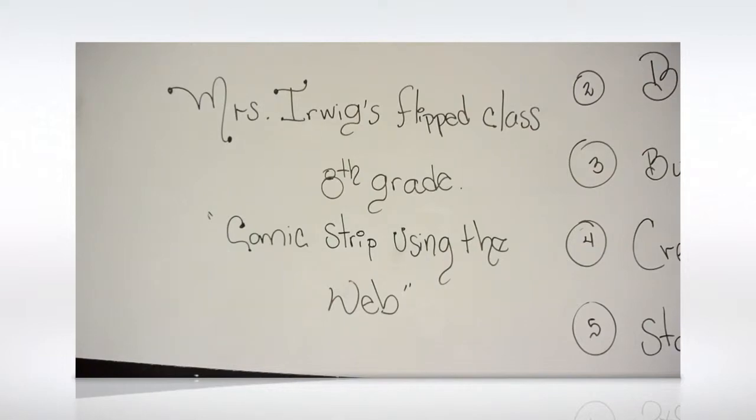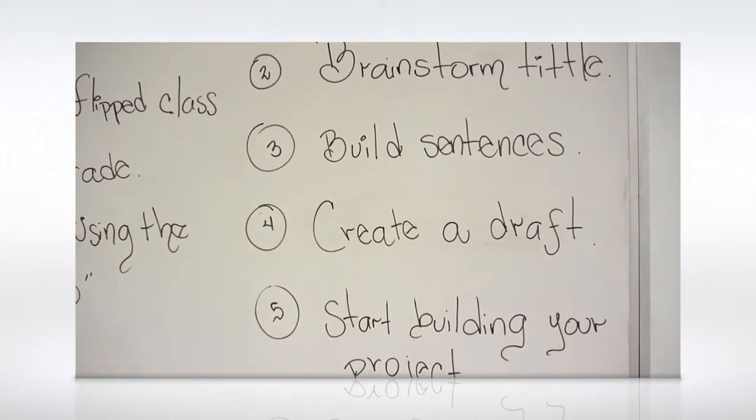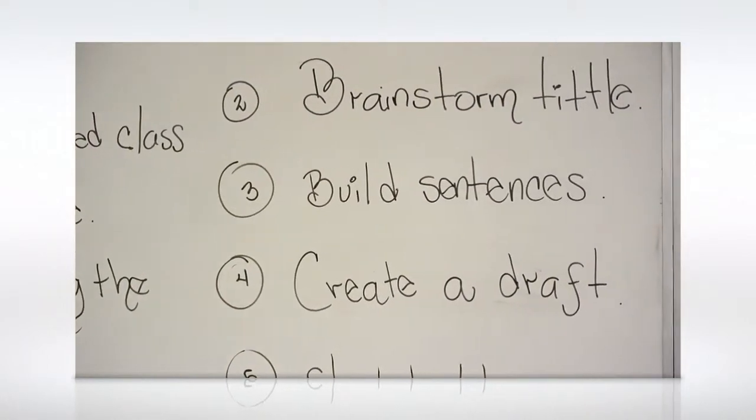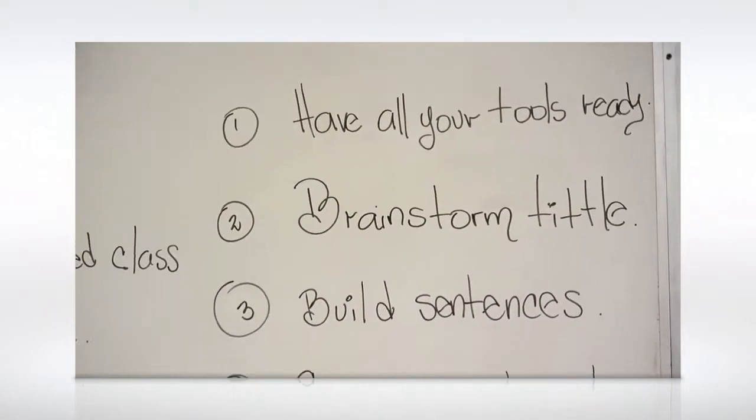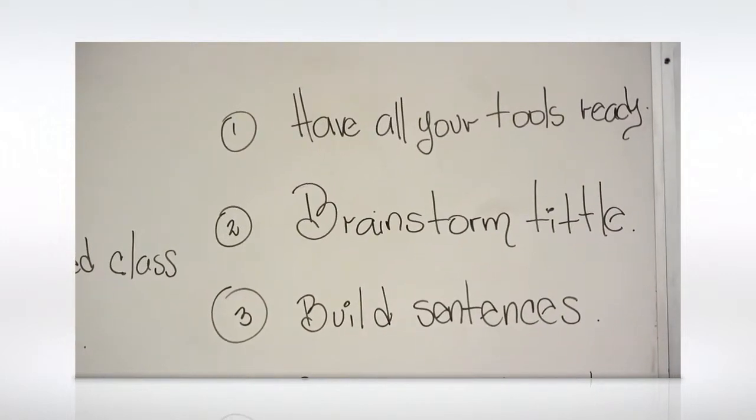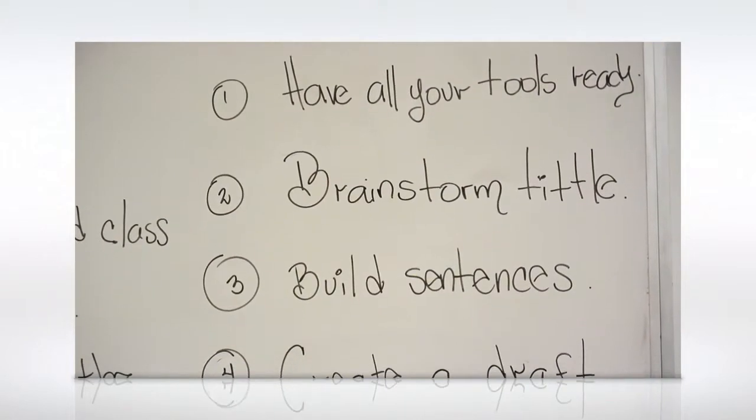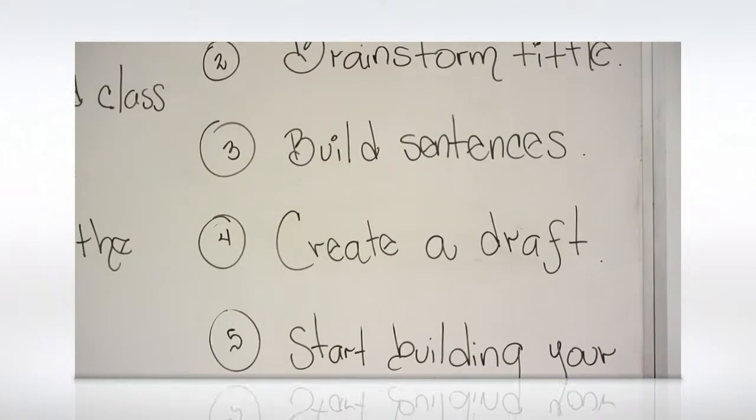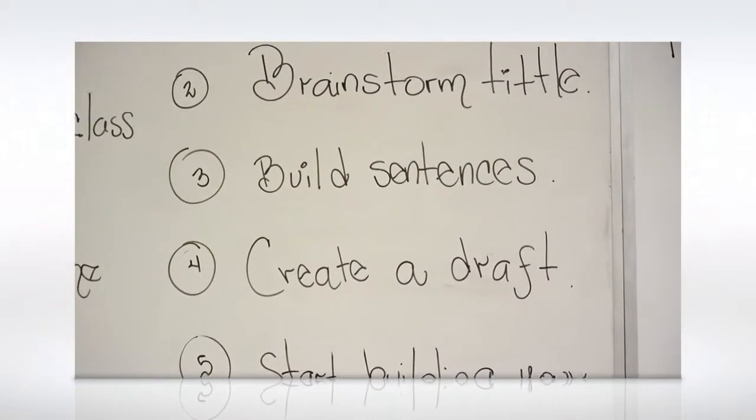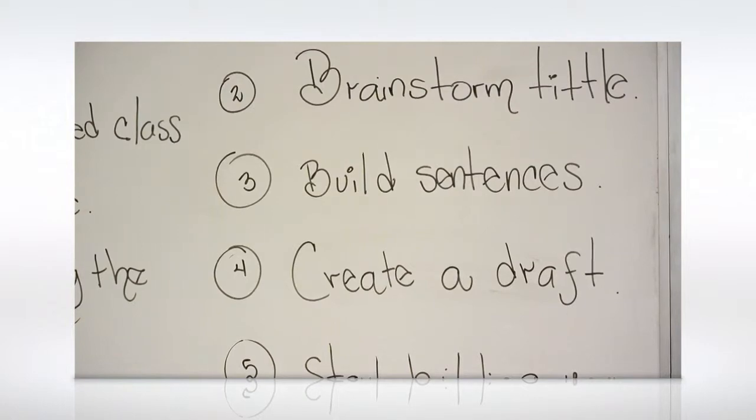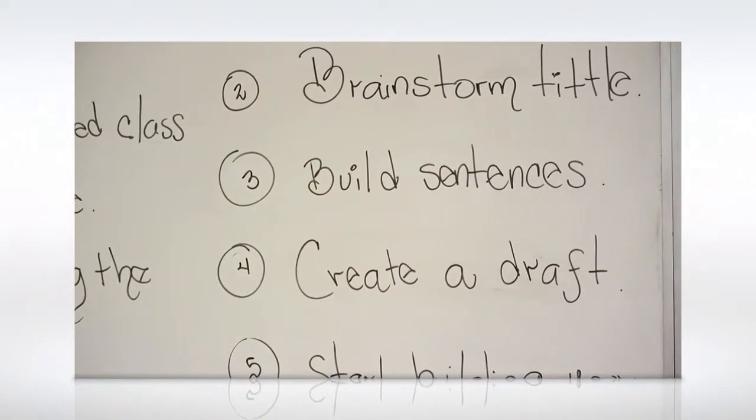First of all, we are going to talk about the title. It's important that we brainstorm. That's our step number 1. So once you have all your tools ready, brainstorm for a title. It can be a simple title. Build sentences. This is important. How are you going to build your sentences? Well, you're going to use simple present or present progressive tense.